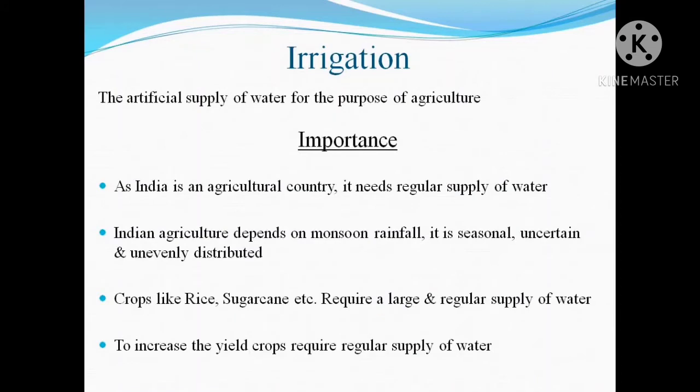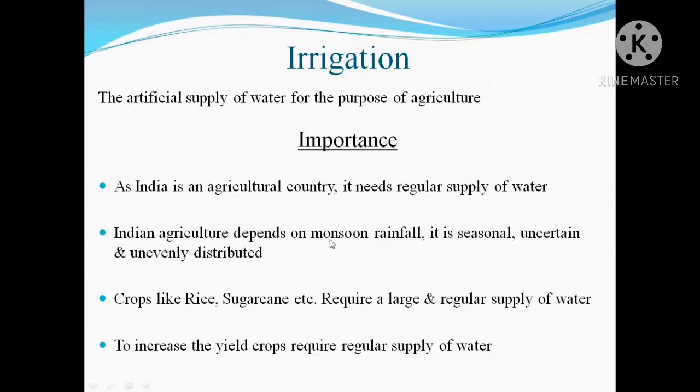What is irrigation? An artificial supply of water for the purpose of agriculture is called irrigation. What is the importance of irrigation? Why do we need irrigation? As India is an agricultural country, it needs a regular supply of water. For agriculture, water is the basic requirement. Without water, it is not possible.